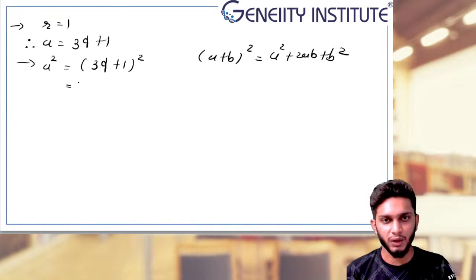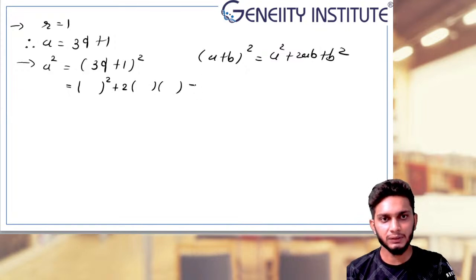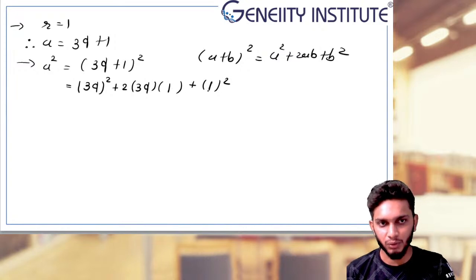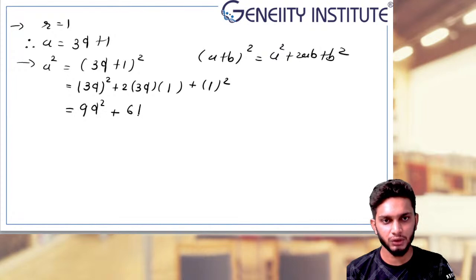So a square means (3q) square plus 2ab plus b square. As a means 3q and b means 1, 3 square is 9q square, plus 2 into 3 into 1 is 6q, plus 1 square means 1. Now from this, take 3 common.